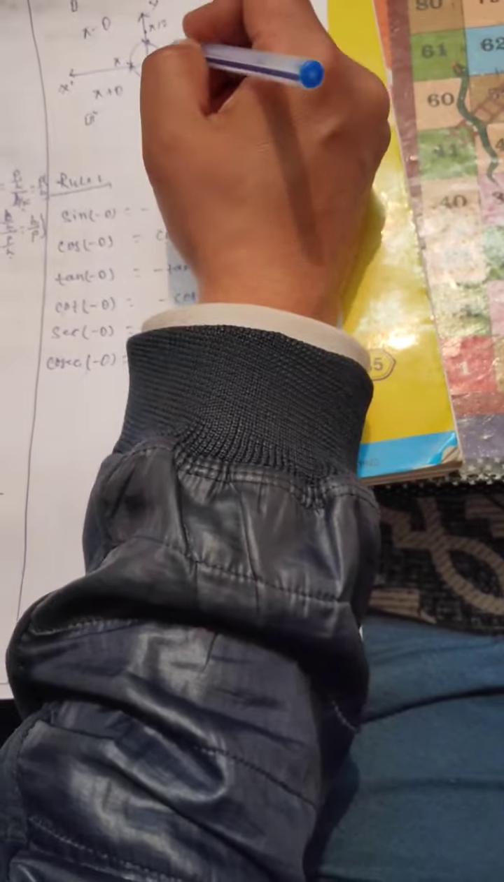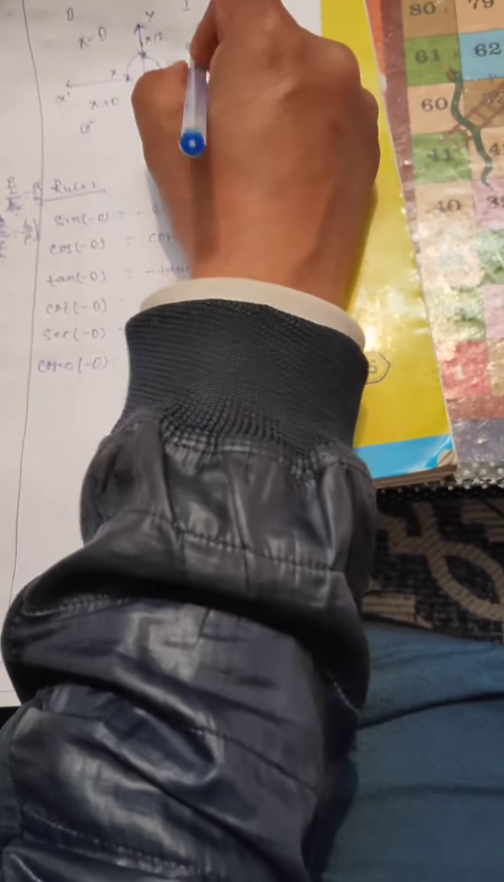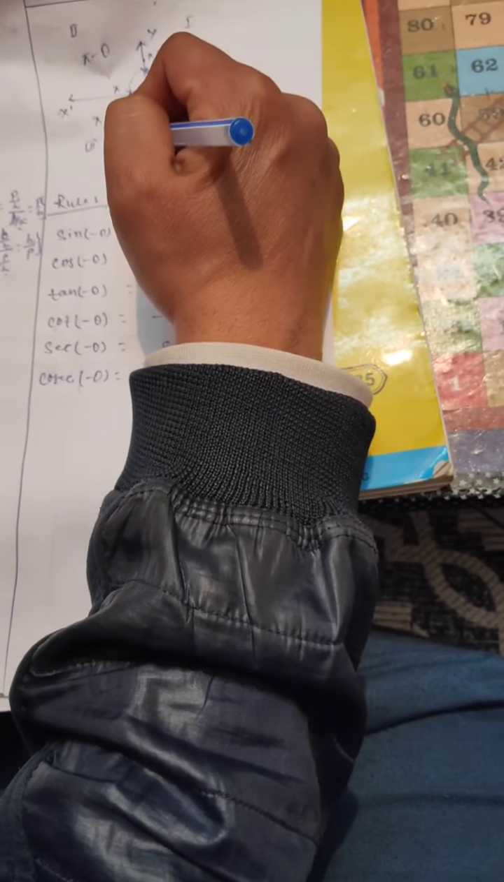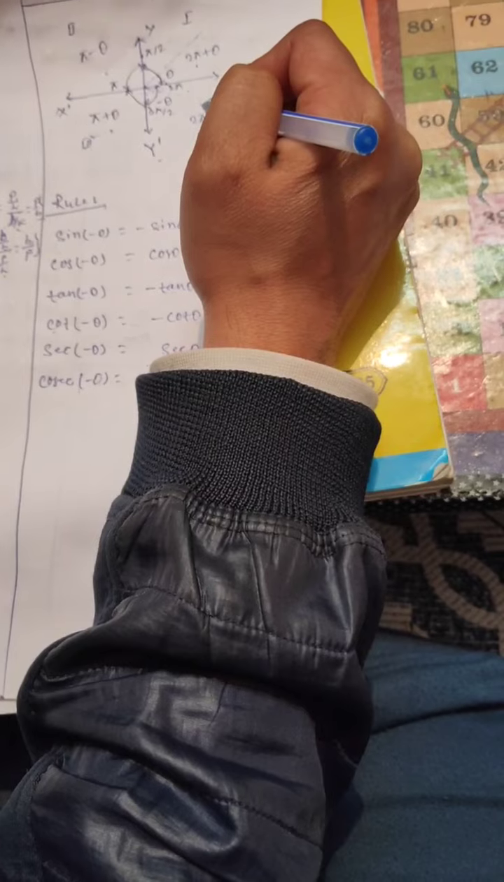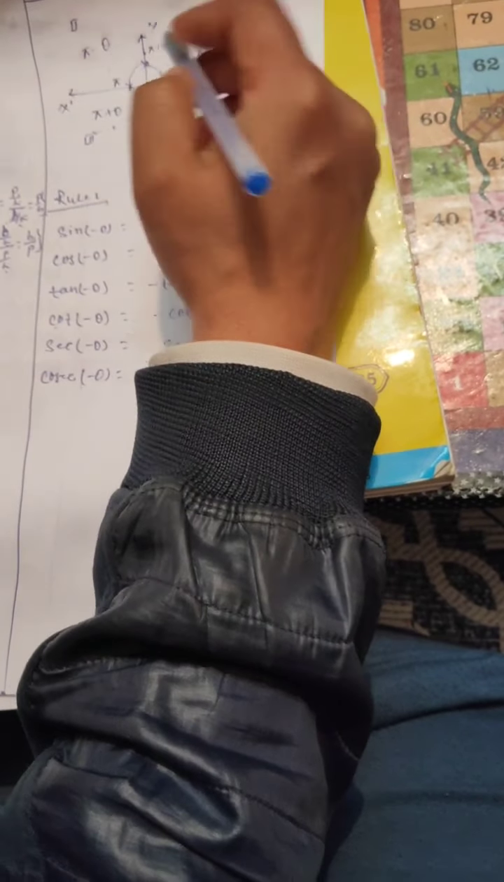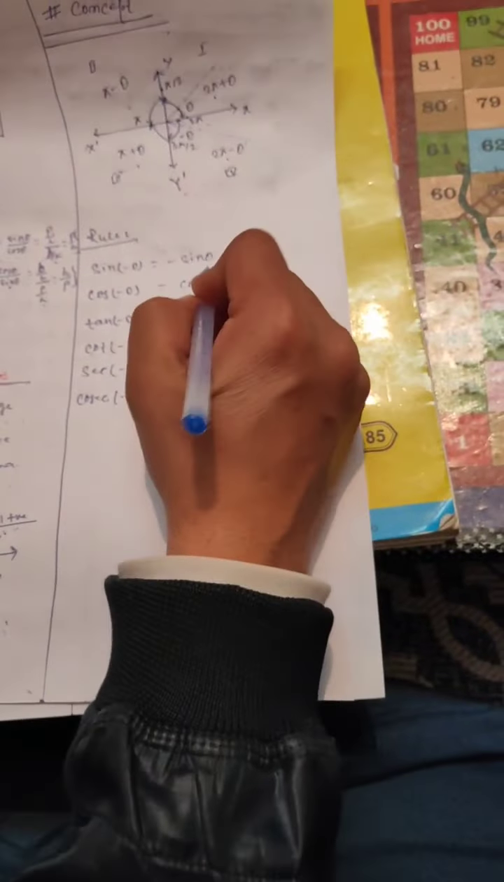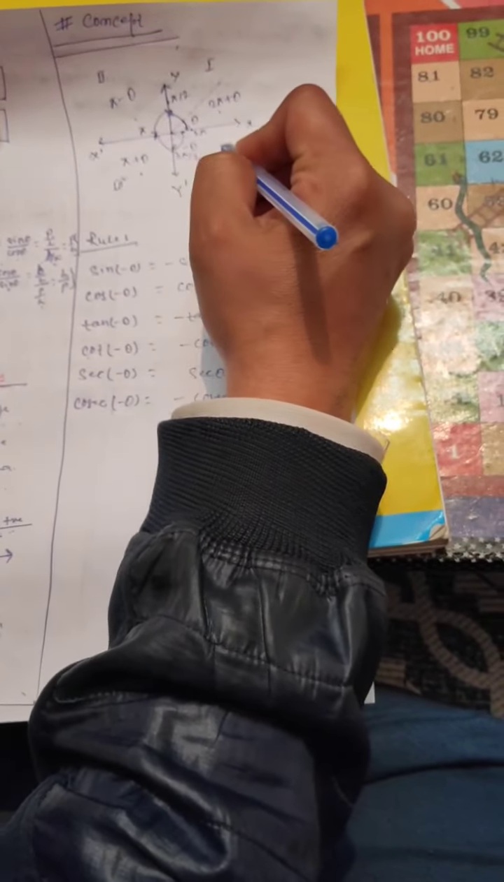In the first quadrant, all trigonometric ratios are positive. In the second quadrant only sin theta is positive, in the third quadrant only tan and cot are positive, and in the fourth quadrant cos and sec theta are positive. Now sin minus theta means the angle is in the fourth quadrant, where sin theta is negative. So sin minus theta equals minus sin theta.